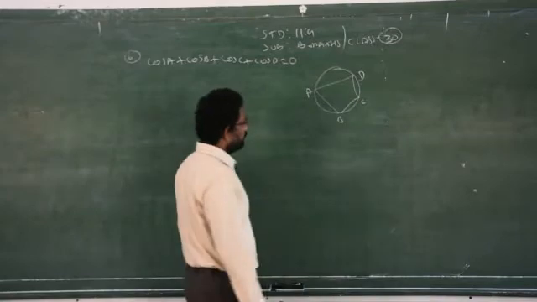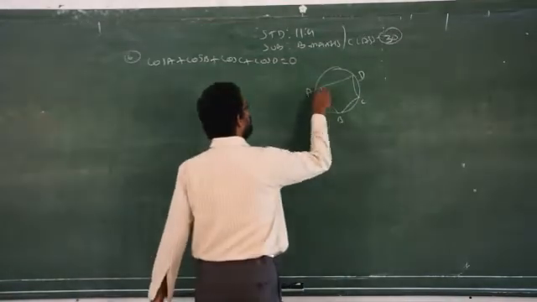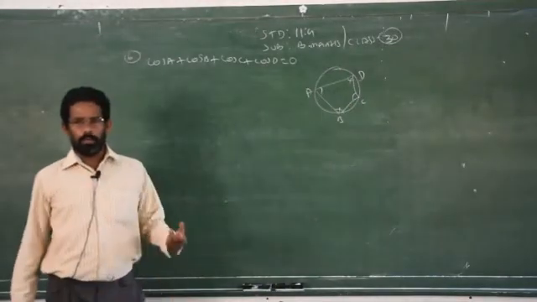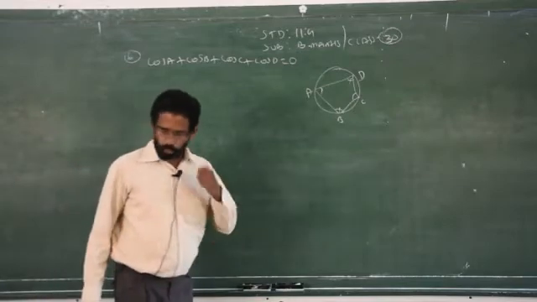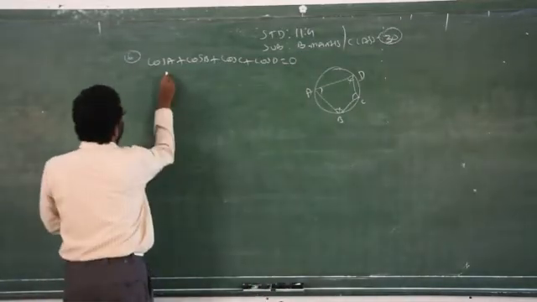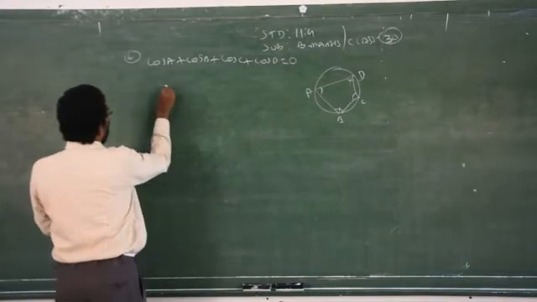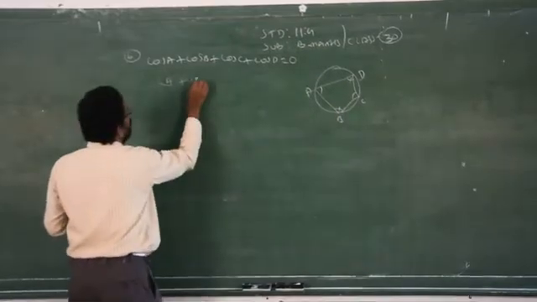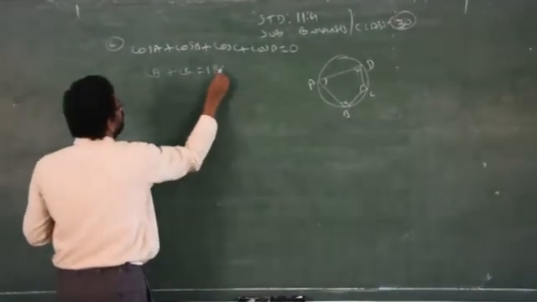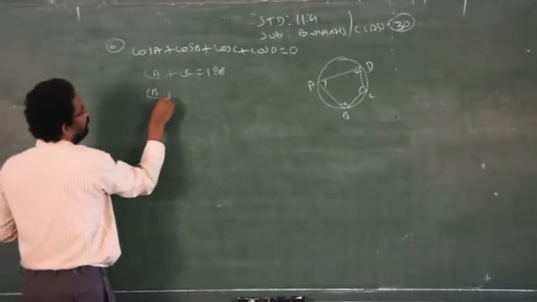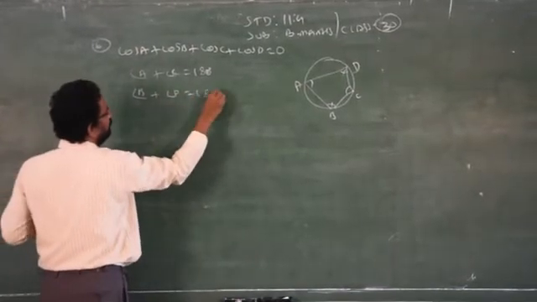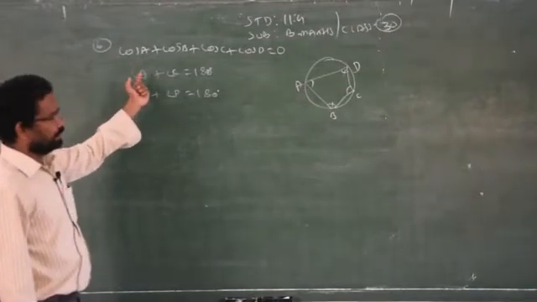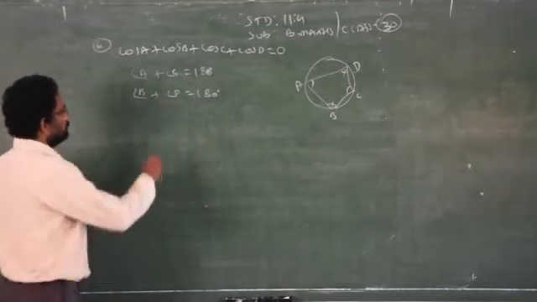The basic property of a cyclic quadrilateral is that the sum of the opposite angles is always 180 degrees. The sum of the opposite angles will give you 180 degrees. That is supplementary. So according to the properties of a cyclic quadrilateral, angle A plus angle, what is opposite of angle A? C. So angle A plus angle C is equal to 180. Similarly, angle B plus angle D is equal to 180 degrees. So here, without mentioning the symbol angle, you can write A plus C equal to 180, B plus D is equal to 180.